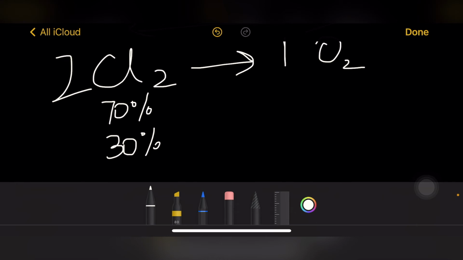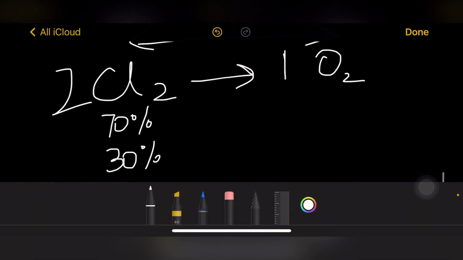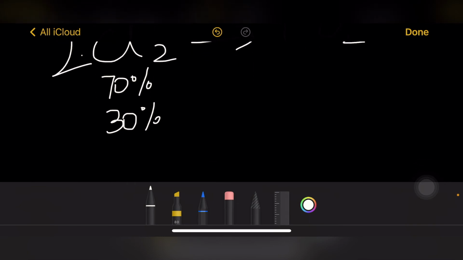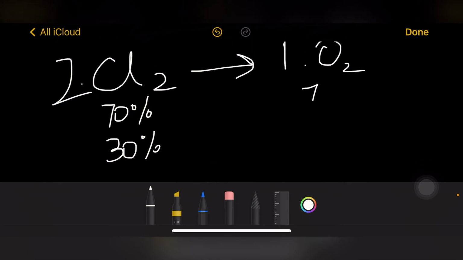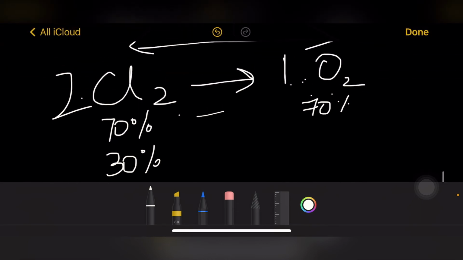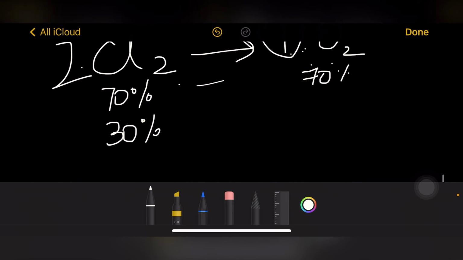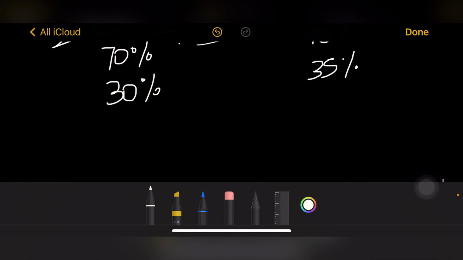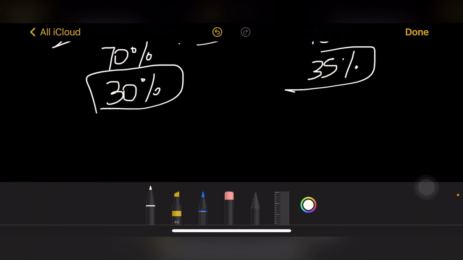And because it has a 2-to-1 ratio, 70% should have been formed if it was a 2-to-2 ratio, meaning if the ratio were the same, both would have been the same. But now this one is half the ratio, so look, here it is half, so here 35% will be formed, right? So 30 and 35.